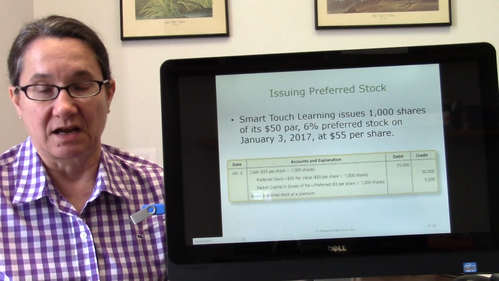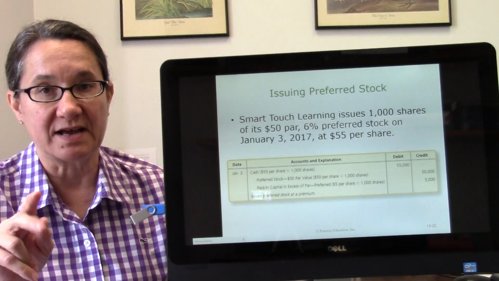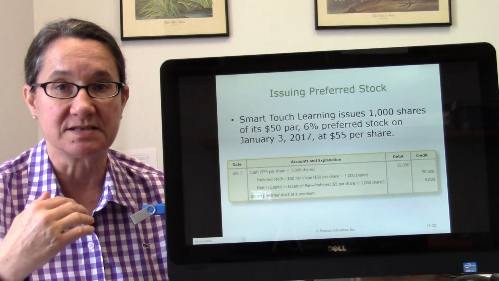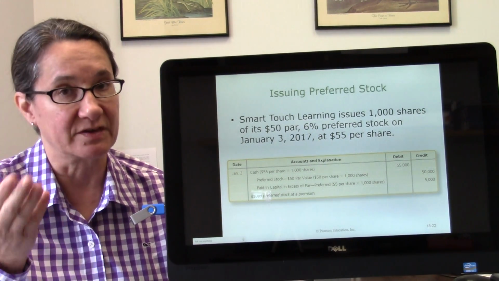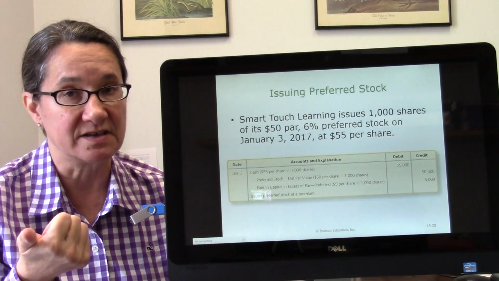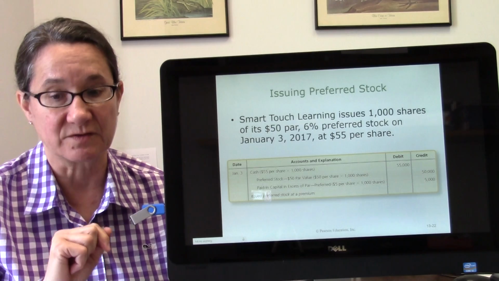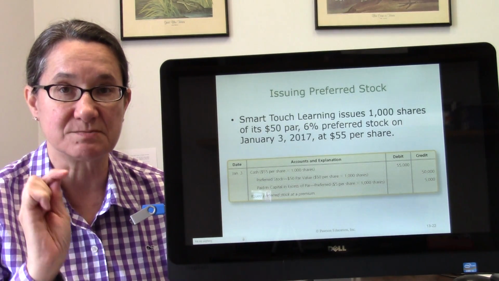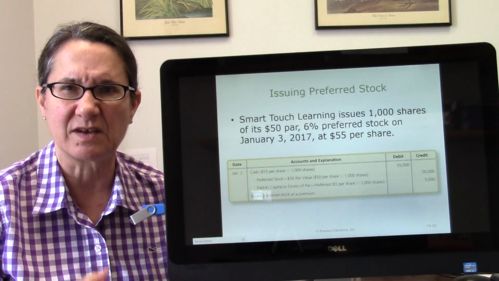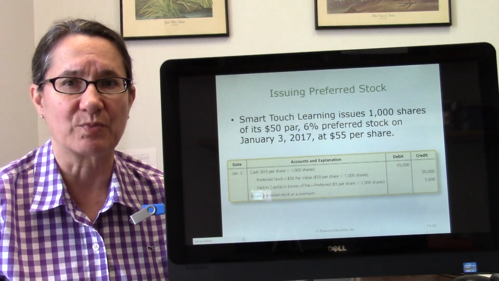So preferred stock. We talked about the two classes, common and preferred. So let's remind ourselves, preferred stock means you have a little bit of an advantage over the common stockholders. You get maybe your dividends first, you get your liquidation first, and a lot of times you get a specified dividend amount of a certain percentage. So that's definitely an advantage, so we call it preferred stock.